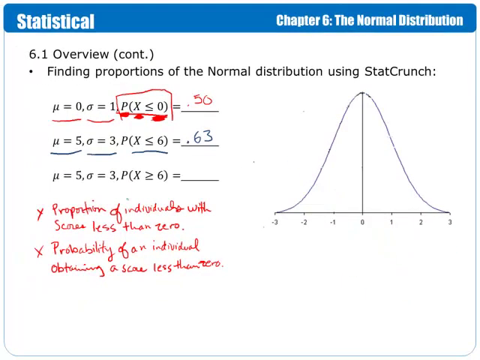Now we want to look at the third situation, which again has a mean of 5 and a standard deviation of 3. But this time we're looking for the probability of an individual with a score greater than 6, or the proportion of scores that are greater than 6.